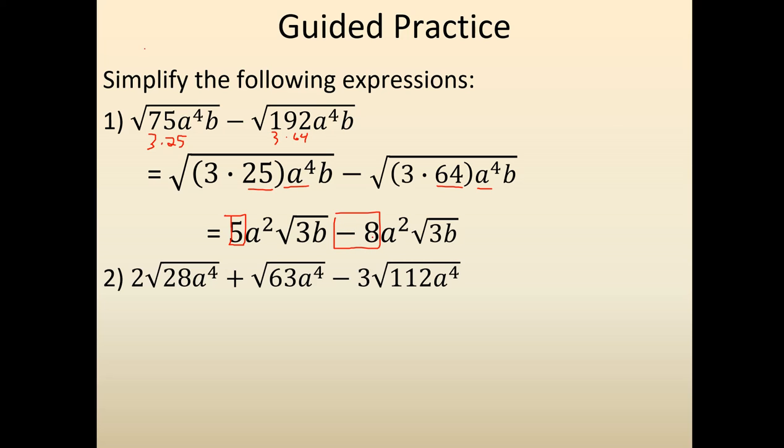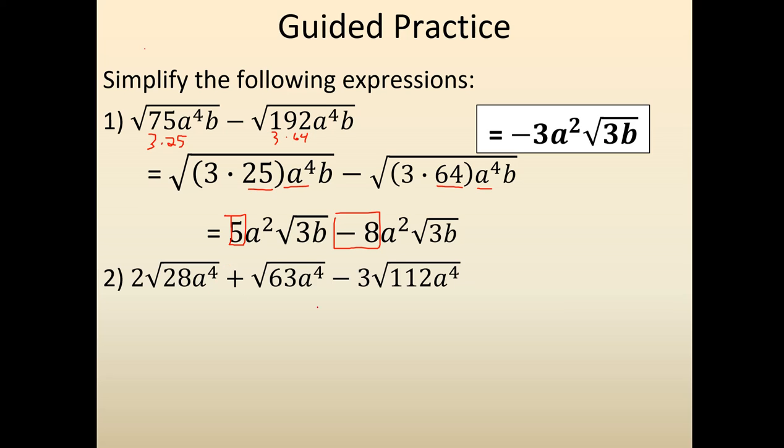So 5 minus 8 is negative 3. So my final answer is going to be negative 3a squared radical 3b. And that's pretty much it. Down here, there's another term, but it's not that much more difficult.